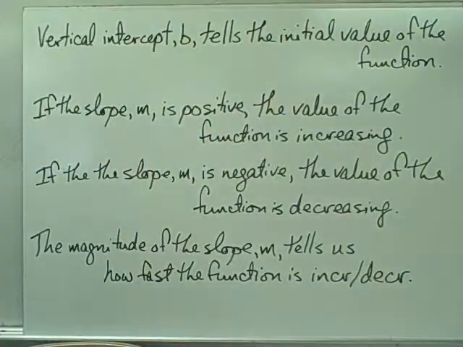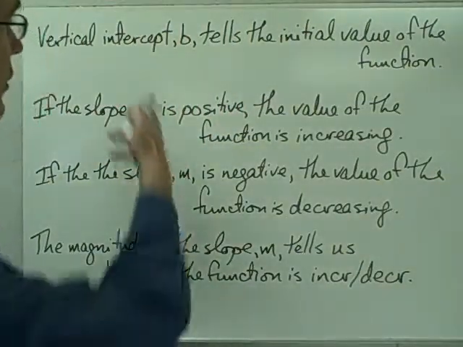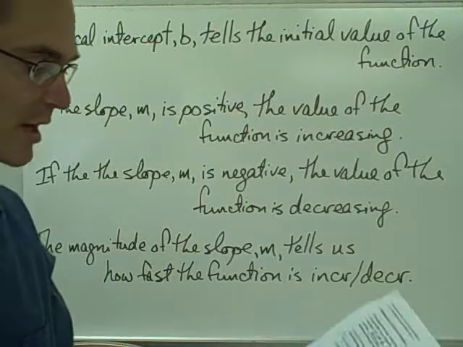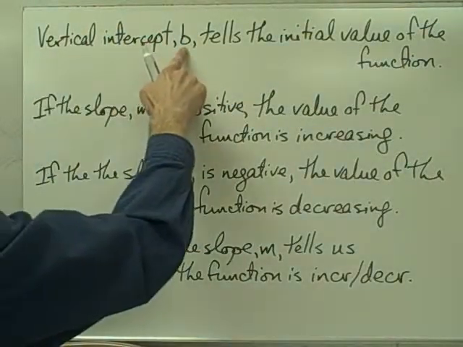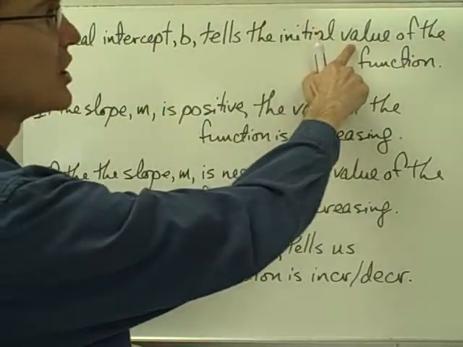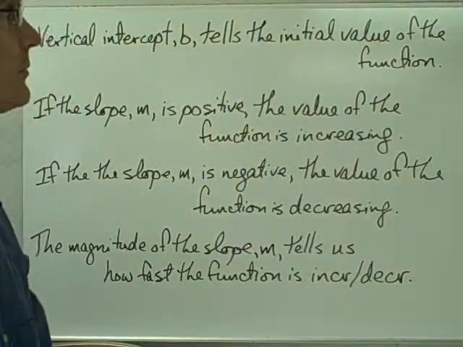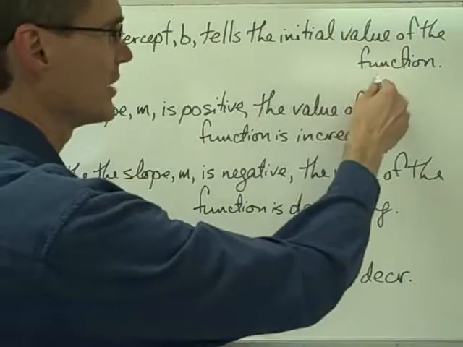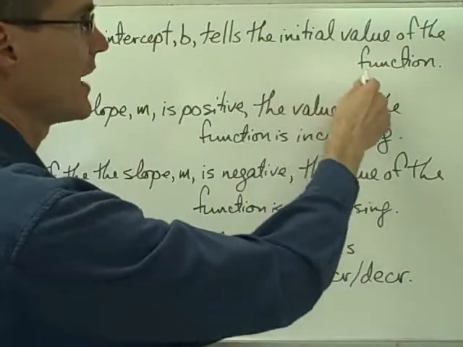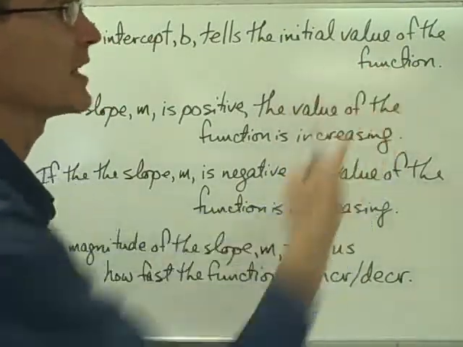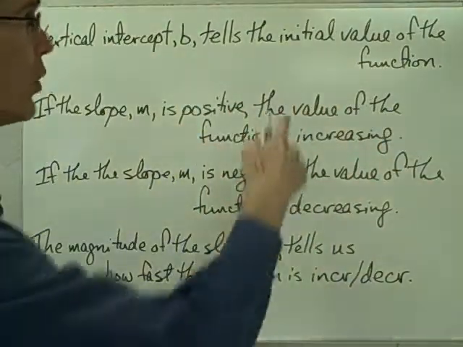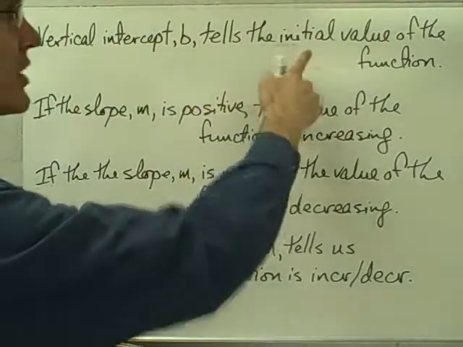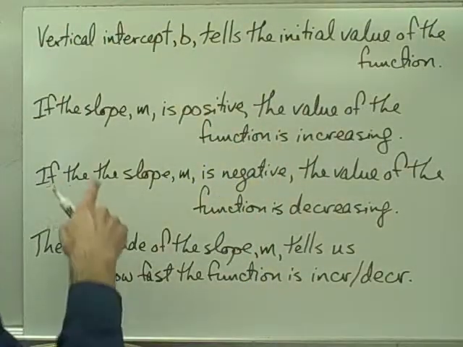So we can say here that in general, we can talk about the effects of the parameters on the graph of a linear function. The vertical intercept, b, tells us the initial value of the function. Sometimes we say the initial value of the dependent variable. And we saw that in our example number 1. The vertical intercept told us the initial value of the population of each town.